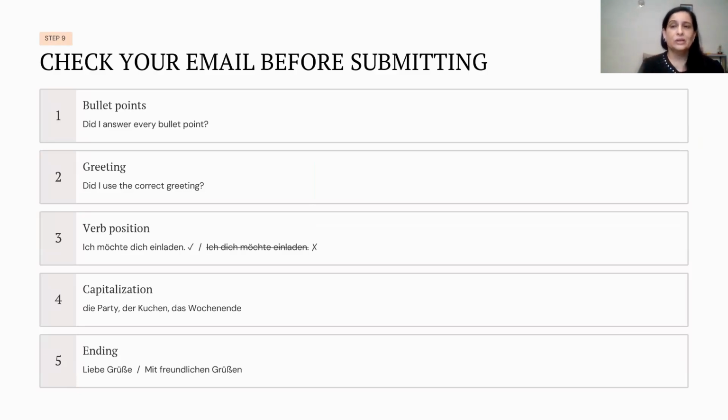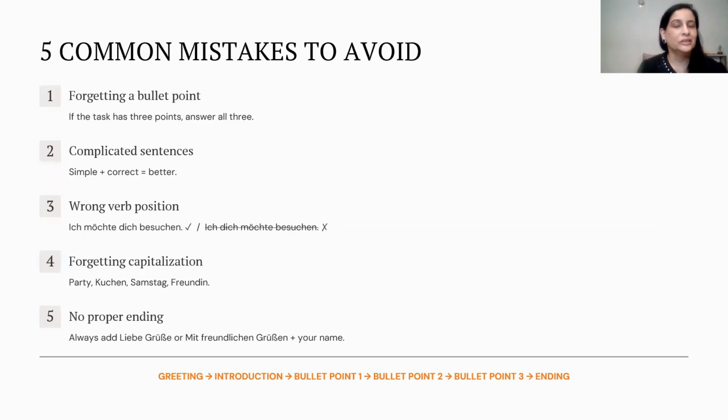Greeting: you have started your email with a greeting. Then verb position, you have to look for this. The verb should be at the second position in a normal sentence. Capitalization: die Party, der Kuchen, das Wochenende. So every noun should start with a capital letter. And the ending is liebe Grüße or mit freundlichen Grüßen. Okay, this is one checklist. You can check it after you have written the email.